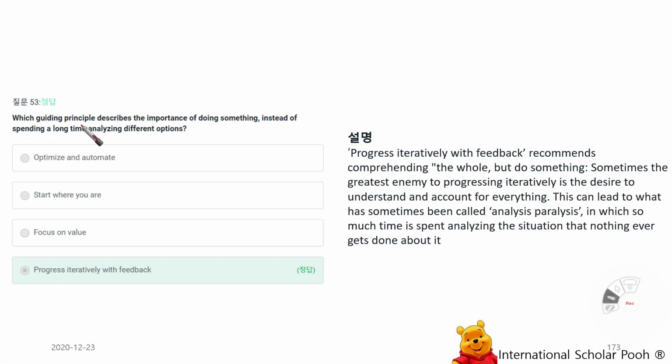Which guiding principle describes the importance of doing something instead of spending a long time analyzing different options? Progress iteratively with feedback. Progress iteratively with feedback recommends not comprehending the whole, but just doing something. Sometimes the greatest enemy to progressing iteratively is the desire to understand and account for everything. This can lead to what has sometimes been called analysis paralysis, in which so much time is spent analyzing the situation that nothing ever gets done about it.